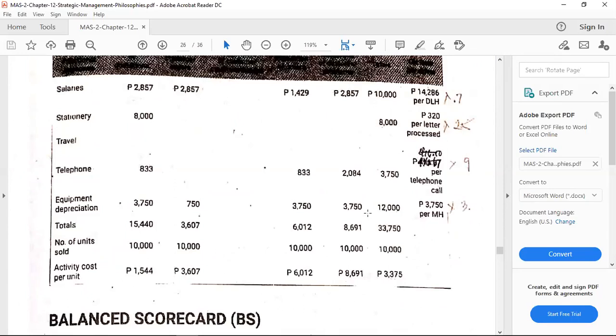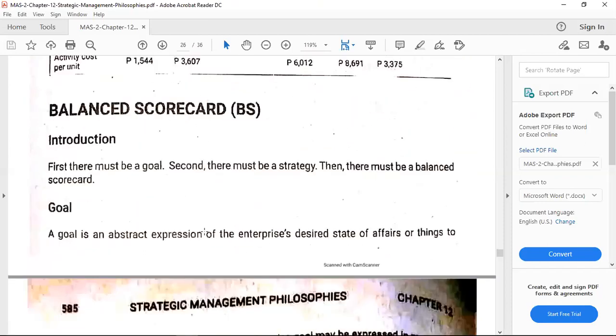So eliminate the non-value added activity, remaining the value added, then we allocate by developing fractions out of the given cost drivers and allocate for each activity. Then we get the total, and if we divide that with the number of units sold, that's going to be the activity cost per unit. All right. Then after that would be the balanced scorecard.